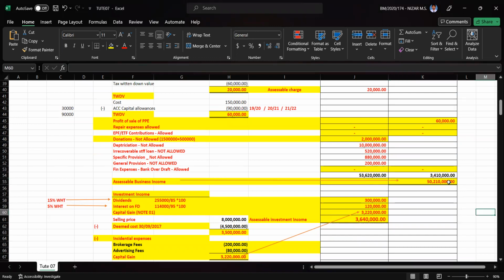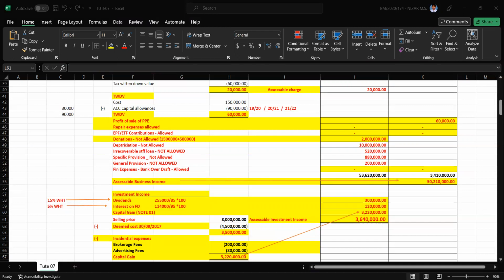Here, this is the assessable business income. After computing these two, we have finally the investment income, net dividend. So we know that dividends are subject to 15% withholding tax. So 255,000 divided by 85 multiplied by 100 in order to get the gross dividend, as well as interest. Those are subject to 5% withholding tax. Those are not final taxes. We can claim the 5% withholding tax credit when computing the net tax payable, right?